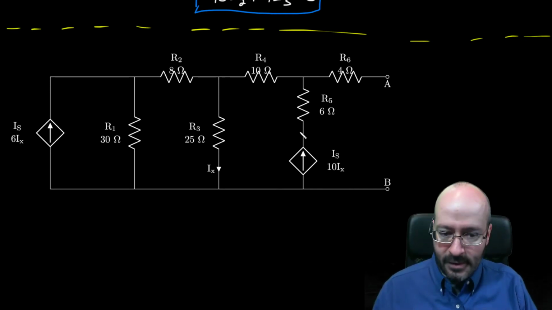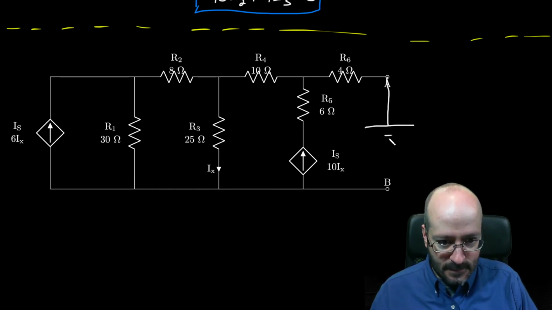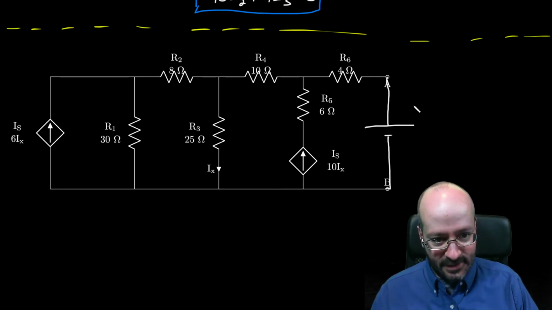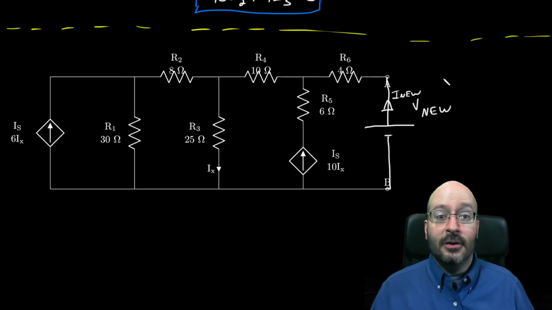We need to drop a new voltage supply where the load would be connected. And then we need to find the current through that new voltage supply.